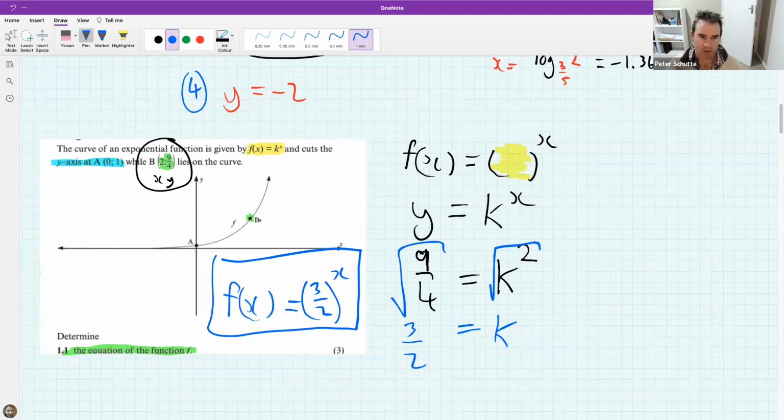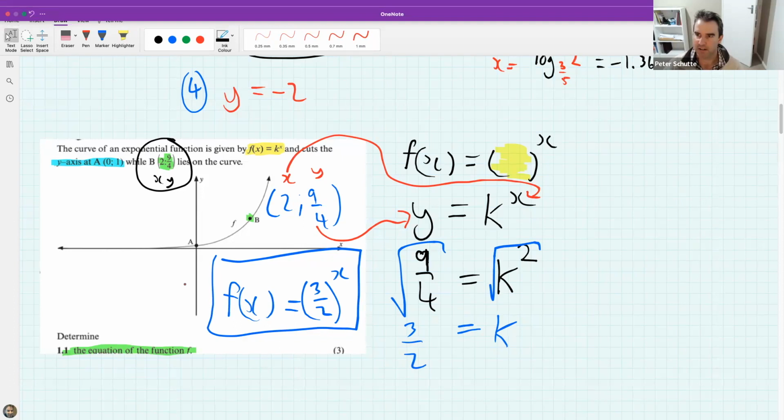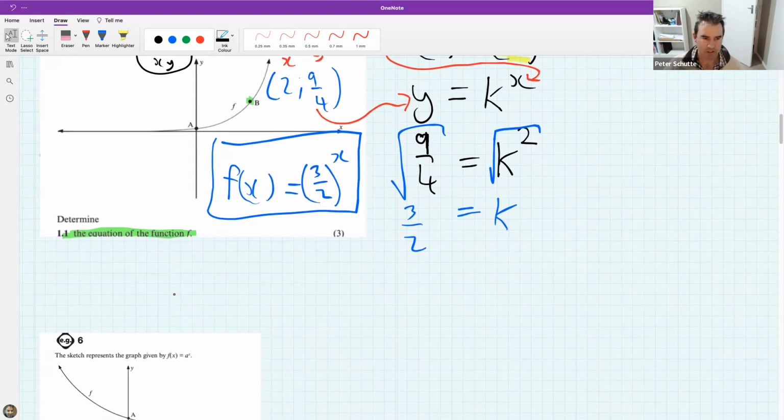All I did was I took a point on the line, and that point was 2 and 9 over 4. And I said, look, this is an x and this is a y. So the x went here and the y went there. And then what I did was I solved for k. Don't worry, we'll get another chance to practice this now. That was just getting going.